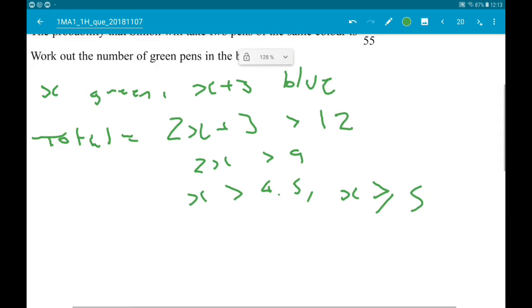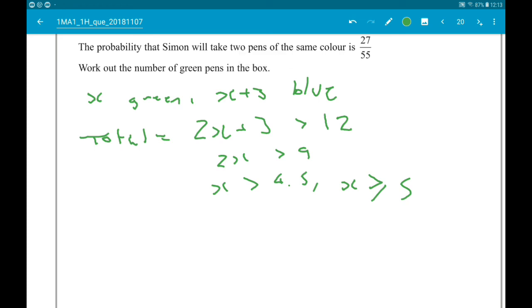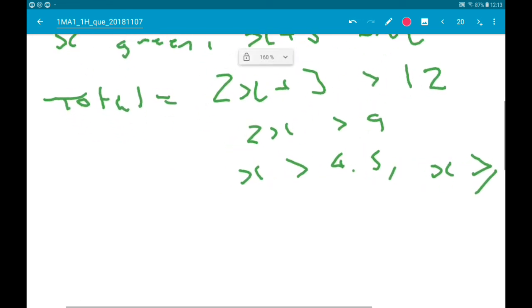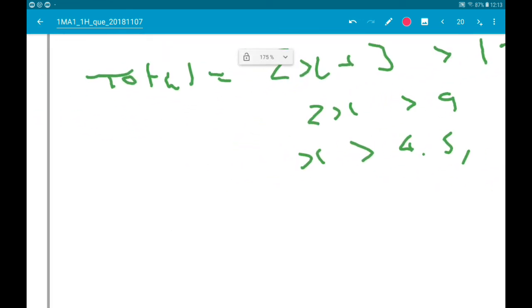Okay, right. So now we need to think then about the probabilities. So the probability of taking 2 pens of the same colour is going to be the sum of the probabilities of 2 greens or 2 blues. So the probability of green, well, the probability of taking the first green is going to be x out of 2x add 3.